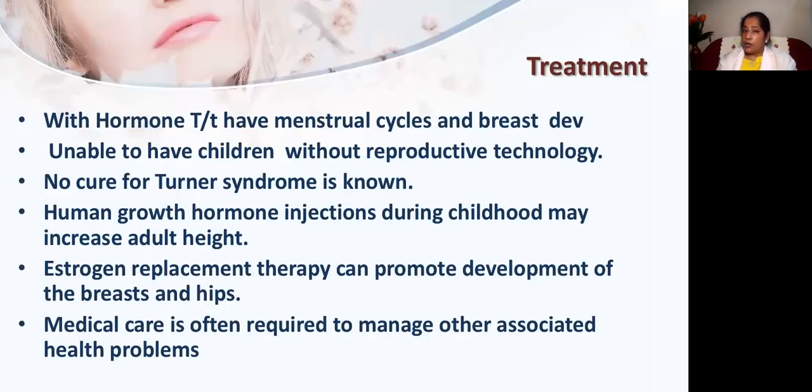Treatment. With hormone treatment, these girls can have menstrual cycles and can have normal breast development. However, they are unable to bear children without reproductive technology. Because of the streak gonads, they would need ovum donation, or surrogacy. There is no cure for Turner syndrome as such.